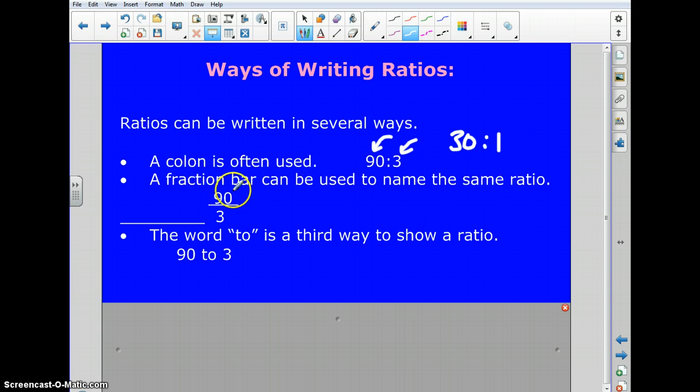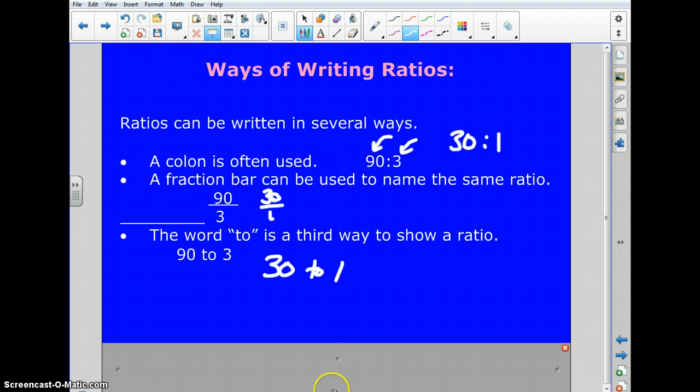I could write it also with a fraction bar. So I can do 90 to 3 as a fraction. I read it the same way, 90 to 3. I could simplify this one, 30 to 1. And then the last way that I can do it is using the word to, like I've been saying it, 30 to 1. I can also write it with the word to in there. And I'm going to simplify this one down to 30 to 1. All right.